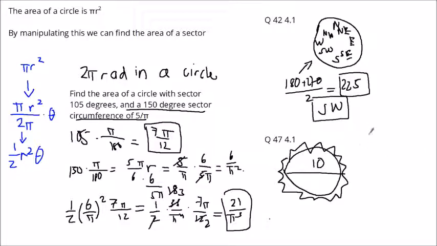So we have 10, and our circle circumference is 2 pi r, but this is also the same thing as pi times the diameter, pi d, right? So we already have our diameter is 10, so it's just going to be 10 pi. That's our circumference.